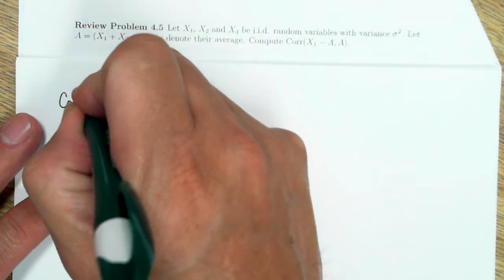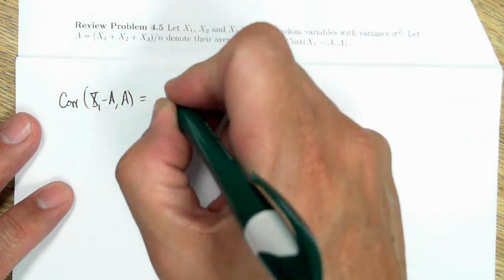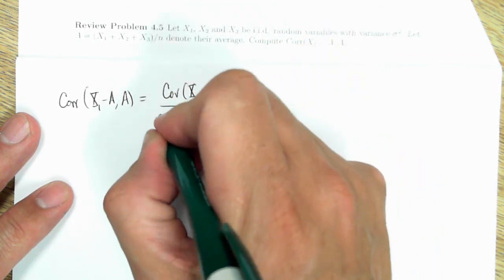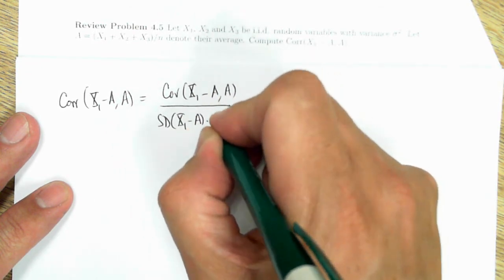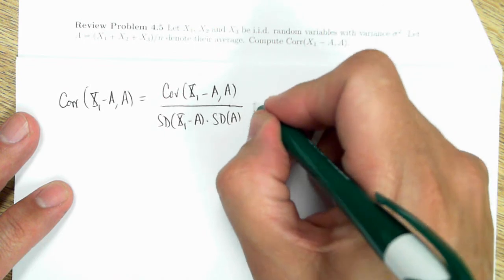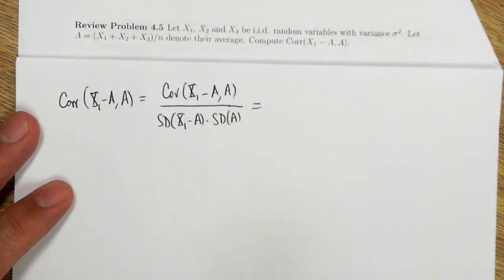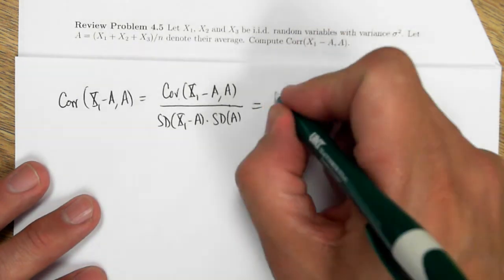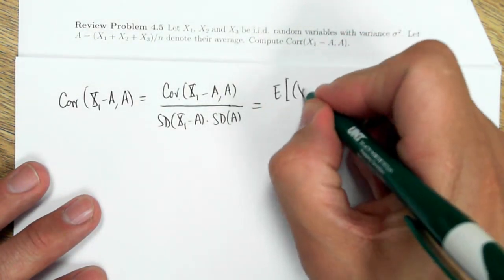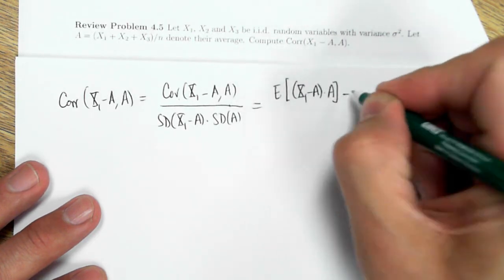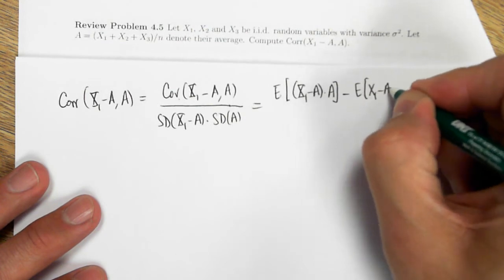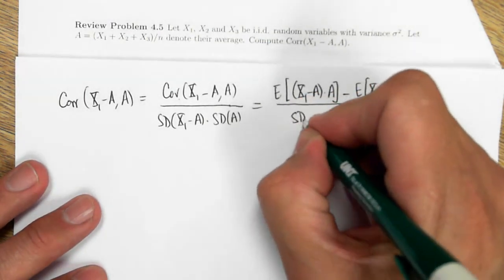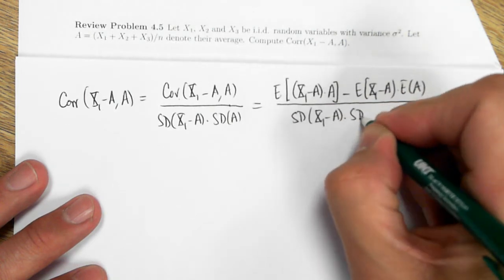So the correlation of X1 minus A and A is equal to the covariance of X1 minus A and A, divided by the standard deviation of X1 minus A times the standard deviation of A. By definition, by the properties of this, I can split this up. I can write this as the expected value of the product X1 minus A times A, minus the expected value of X1 minus A times the expected value of A, divided by the standard deviation of X1 minus A times the standard deviation of A.